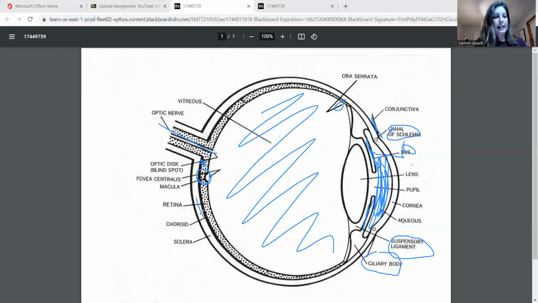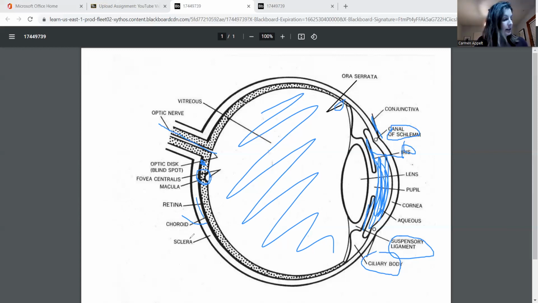The retina actually is composed of two cells, cones and rods. Cones are responsible for color vision, rods for night vision. The choroid right here is the part of the vascular layer of tissue, part of the middle layer of the wall of the eye. It supplies nutrients, maintains the temperature and volume of the eye.